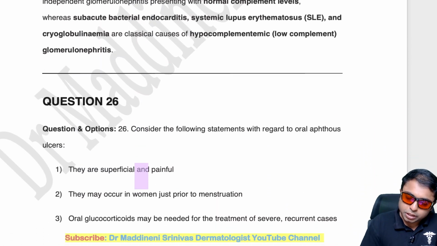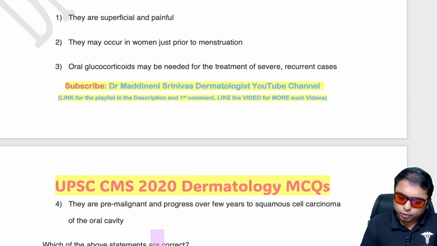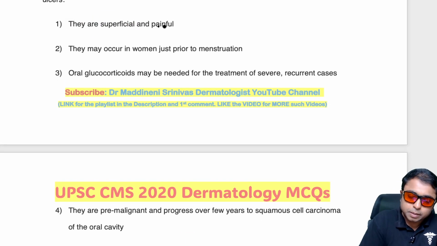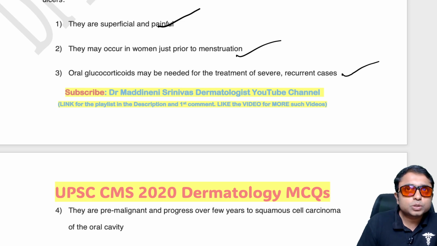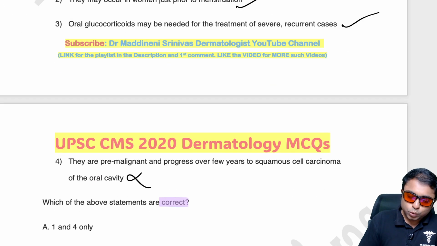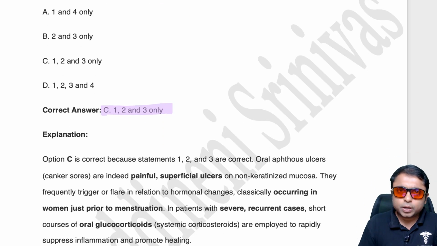Coming to the next question, consider the following statements regarding the oral aphthous ulcers. You need to tell which of the following are correct. So what are they? They are superficial and painful, absolutely correct statement. They may occur in women just prior to menstruation, absolutely correct. Oral glucocorticoids may be needed for the treatment of severe recalcitrant or recurrent cases, absolutely correct. They are pre-malignant and progress over a few years to squamous cell carcinoma of the oral cavity. This is a wrong statement. So we have 1, 2, 3 which should be the correct answer, right? I hope it is clear.